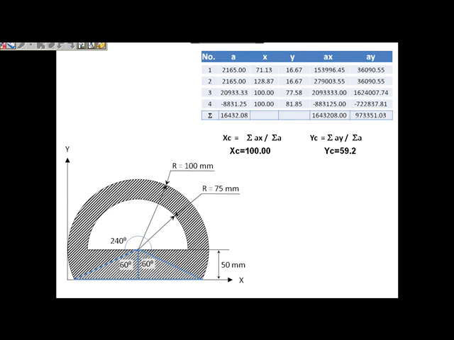But I strongly advise, don't use symmetry directly in examination, because under the tension you may miss out something. So best thing is to work out like this and put it across. Answers are X is 100 and Y is 59.2.